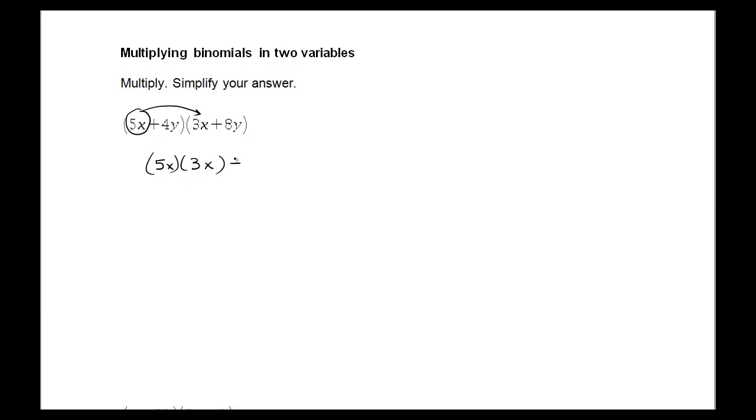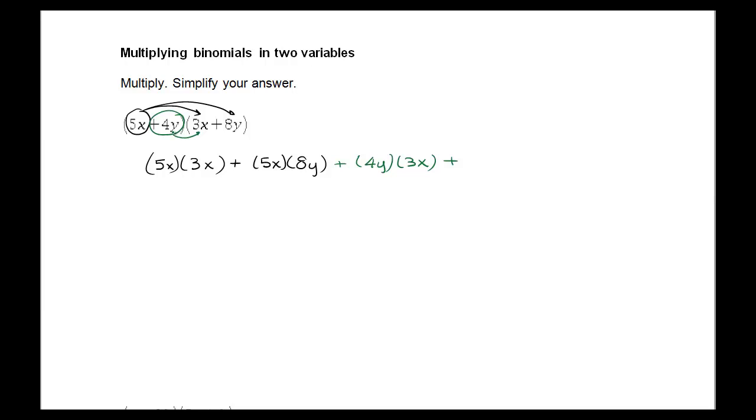And then I'm going to add 5x times 8y. So I have a 5x times my 8y. Okay, now let's take a look at our second term. My second term is positive 4y. So I have plus 4y times 3x. And then I have another plus.